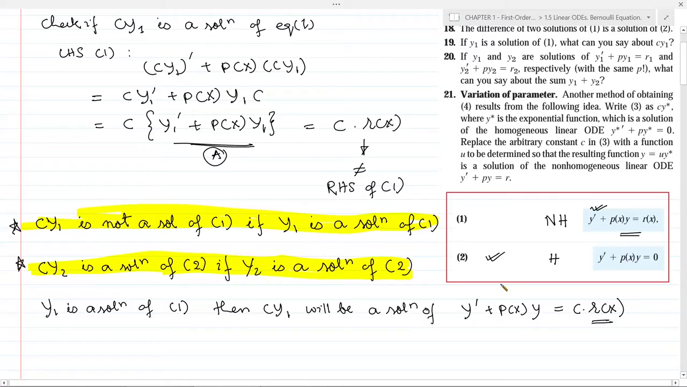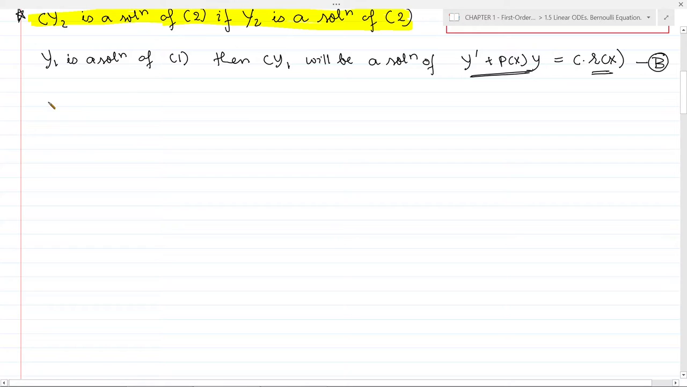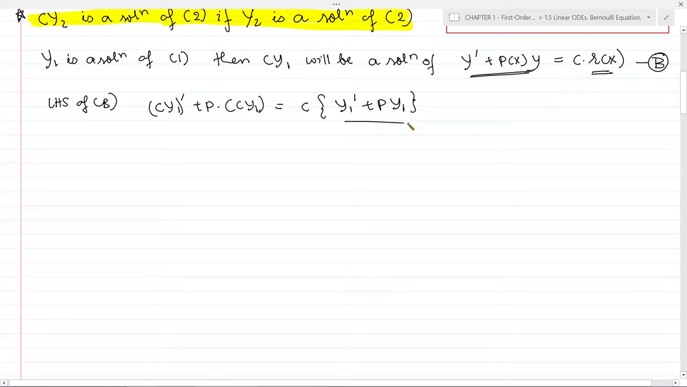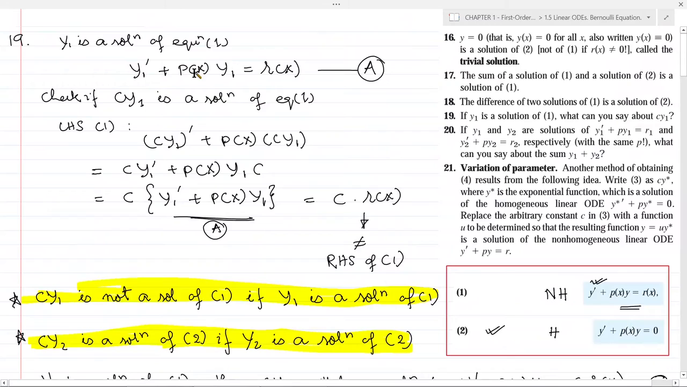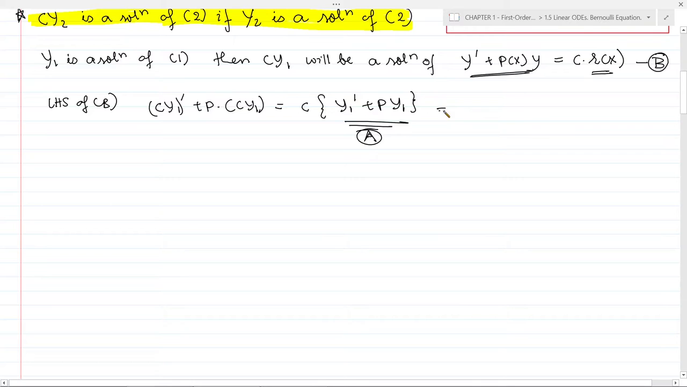Let us take this as equation B, and from LHS of equation B, we can have cy1' plus p multiplied by cy1, which will be equal to c whole multiplied by y1' plus p y1, and this we can get from equation A of the above, that is y1' plus p of x multiplied by y1 equal to r of x, because y1 is a solution of this equation 1. So, this is equal to c multiplied by r of x, which is equal to RHS of equation B, which is this one.